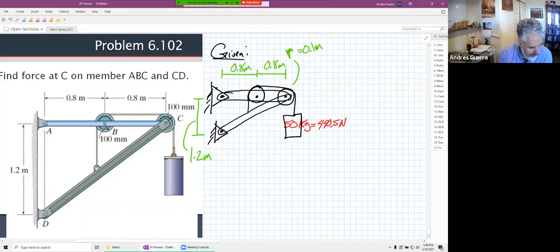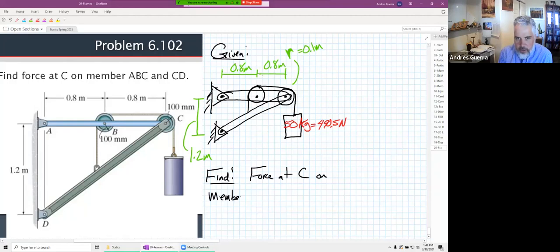I think that's all of the given information. And then they ask us to find the force at C on members ABC and CD.